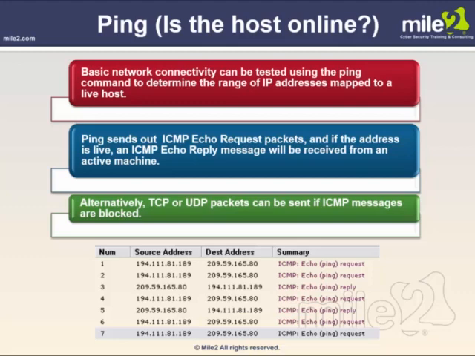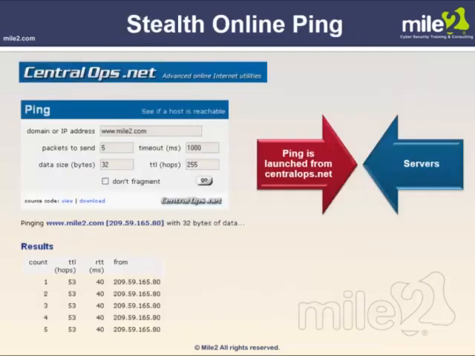Right, so again here, the ping sends out ICMP echo request packets, and if the address is live, an ICMP echo reply message will be received from an active machine. Alternatively, you can have TCP and UDP packets, which can also be sent if your ICMP messages are blocked. Pretty cool stuff. So we have what's called stealth online ping, which basically allows us to ping another machine from another IP address. So here we're basically doing it from the centralops.net site, which allows us to basically go out there and ping another machine.